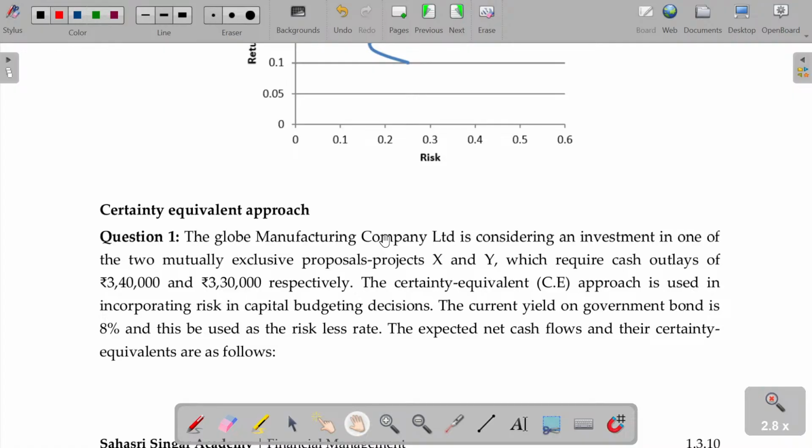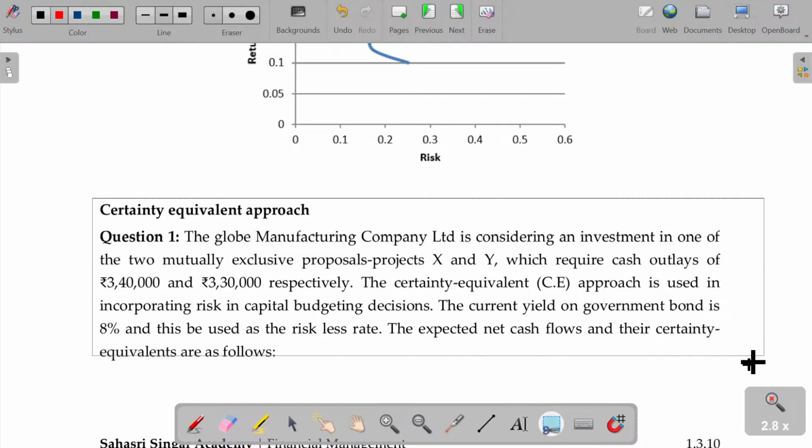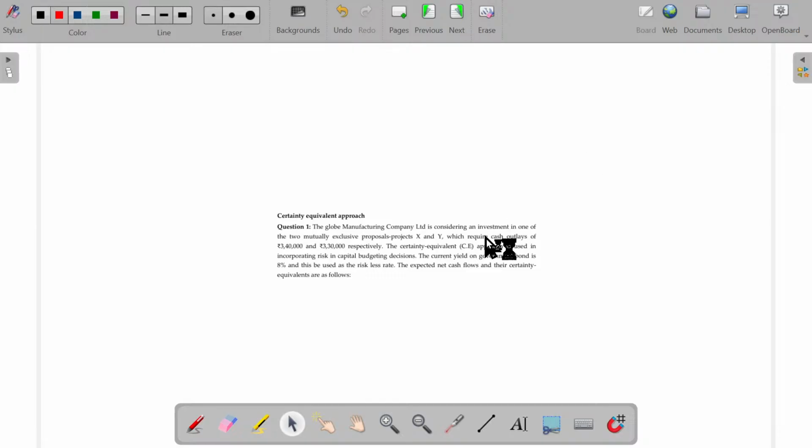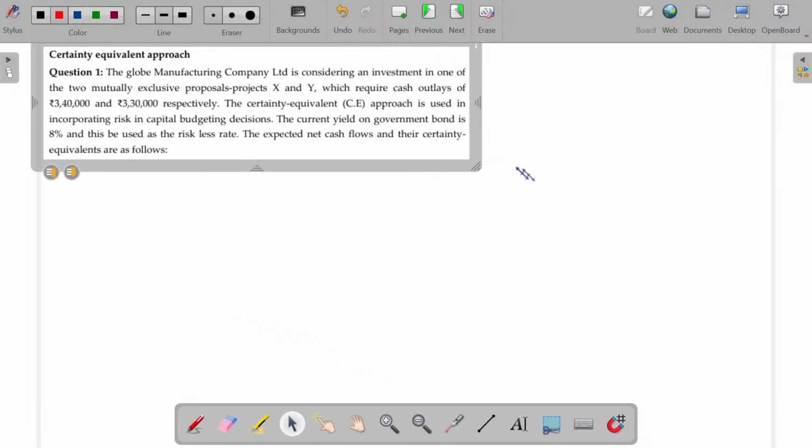Let's try to solve the certainty equivalent approach based illustration. Again, you will be studying all these things at your final level only. Here, how you can behave in case of risk for a capital budgeting decision is explained with an illustration. That's all.